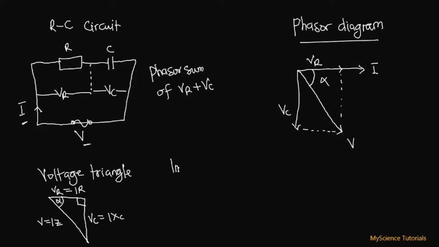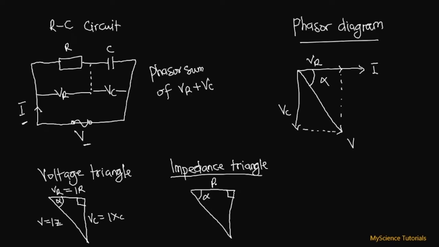The second one is what we call the impedance triangle. Now, the impedance triangle is also the same as the voltage triangle. The only difference is that instead of writing the respective voltages, we just write the respective oppositions to the flow of current. So it's going to be like this. This is 90 degrees. This is our phase angle.